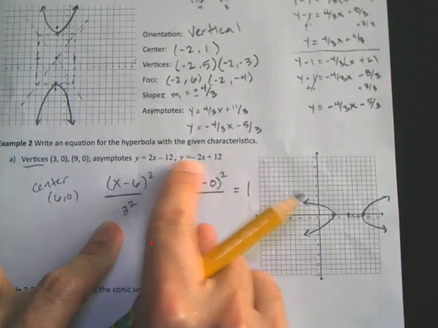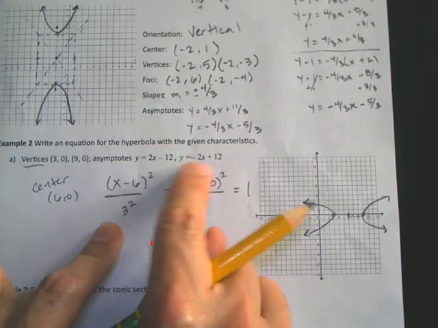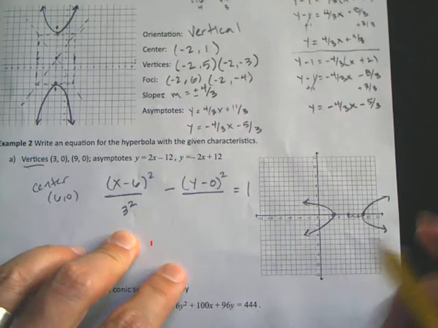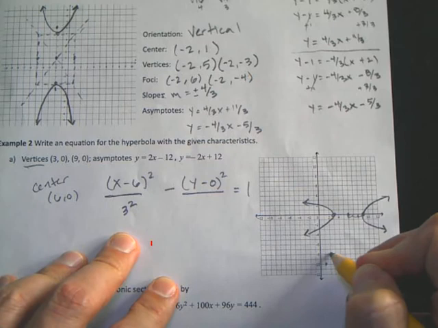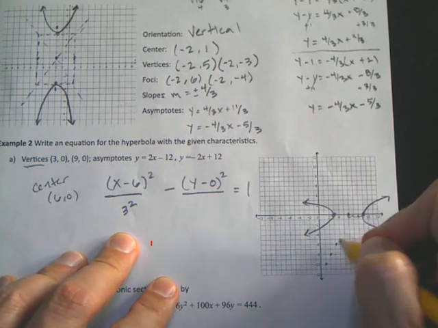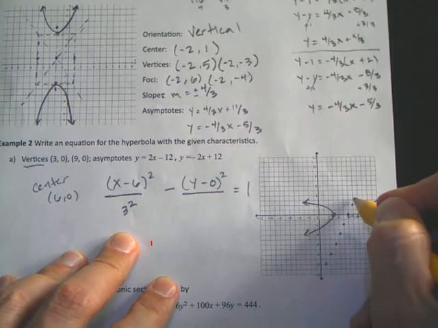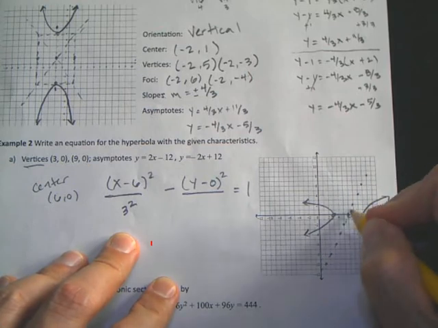So watch what happens when I graph these. Negative 12, up 2 over 1, up 2 over 1, and so on. Wow, it crossed through my center. That's what asymptotes do in this example. So dot, dot, dot, dot. Positive 12, down 2, back 1.